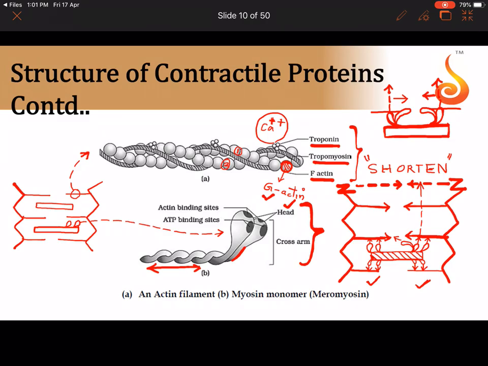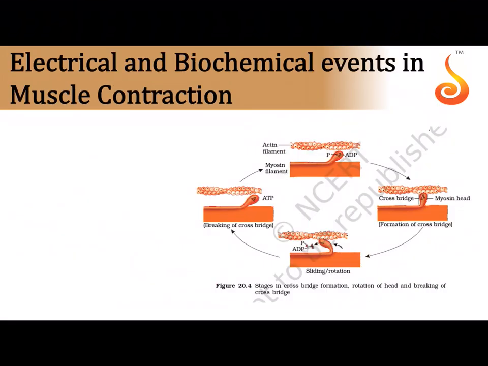So why are these heads projecting out? The heads want to attach to actin. Not only attach, after attaching, like I've shown here, they want to rotate. They will rotate inwards to the sarcomere. When they attach and rotate, they will drag the actin towards the center, and when they drag the actin towards the center, the Z lines will also get pulled towards the center from both sides, and as a result the length of the sarcomere will decrease. Okay, so that is what is happening over here, the biochemical events involved in muscle contraction.